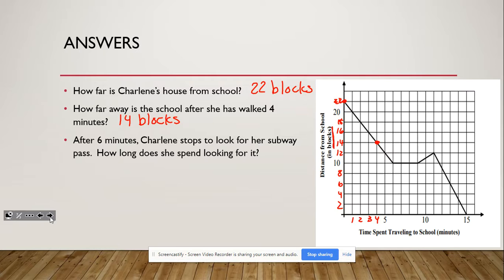Next, after 6 minutes, Charlene stops to look for her subway pass. How long does she spend looking for it? At the 6-minute mark, she stops. It is flat here, so she has not moved until this point right here at the 9th minute. So she's gone from the 6th minute to the 9th minute looking for her subway pass. It took her 3 minutes.